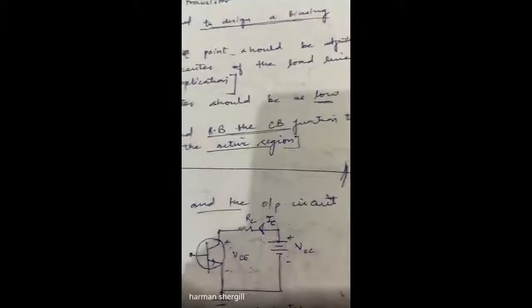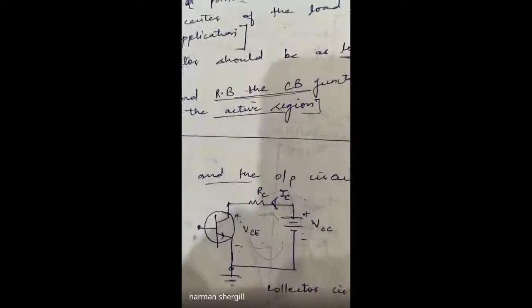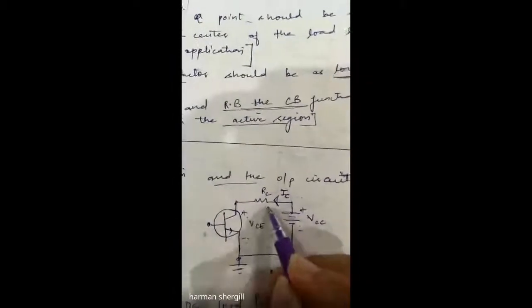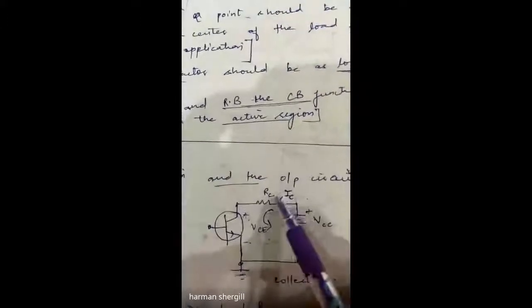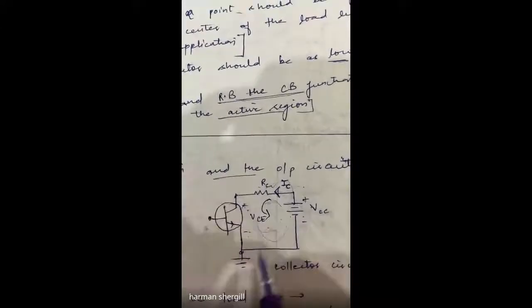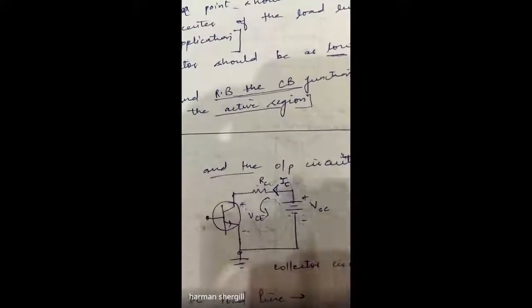IC RC plus VCE is equal to VCC. यही आएगी KVL की इक्वेशन. But it's very simple. Current is flowing like this. इसमें यहाँ से स्टार्ट हो जाओ. IC RC plus VCE is equal to VCC या minus VCC लिख सकते हो is equal to 0. It is IC RC plus VCE is equal to VCC.